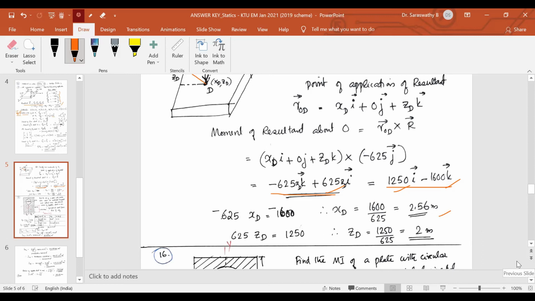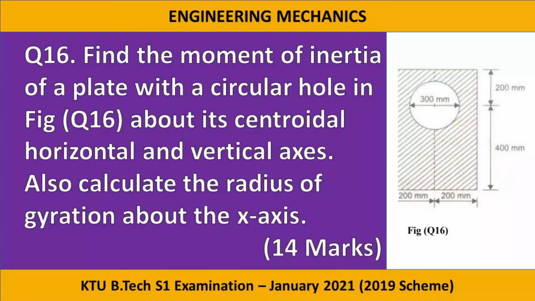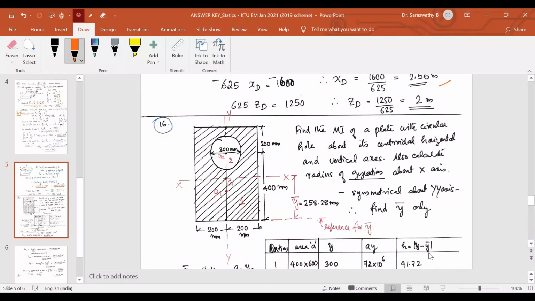Moving on to the last question in this module, question number 16. Find the moment of inertia of a plate with circular hole about its centroidal, horizontal and vertical axis. Also calculate the radius of gyration about x-axis. So this is a question of moment of inertia.